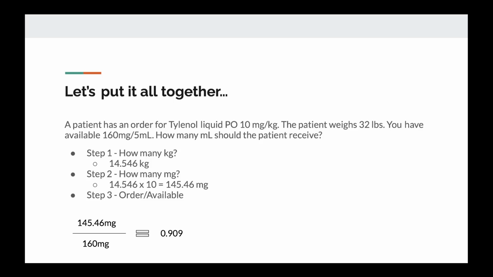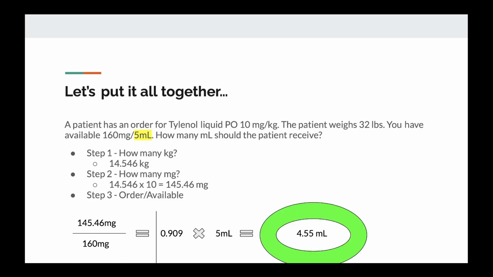Now what do we do? If you've really been understanding and you followed along from before, you know that there's only one number left here, which is that 5 milliliters. So we're just going to take that 0.909, multiply it by the 5, and we get 4.55 milliliters, and that's what we're going to administer to this child.